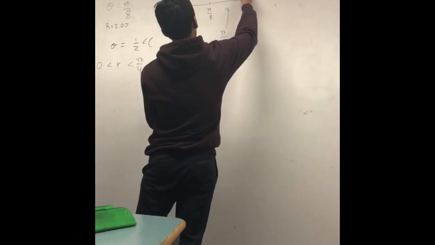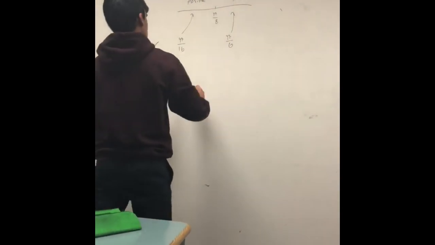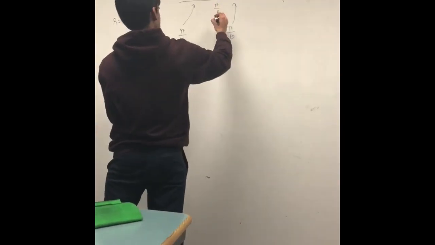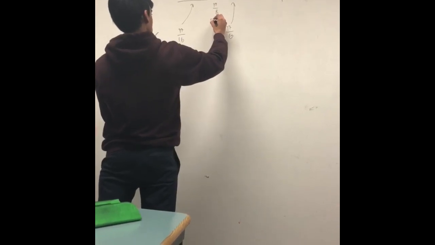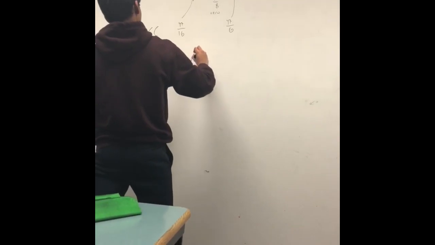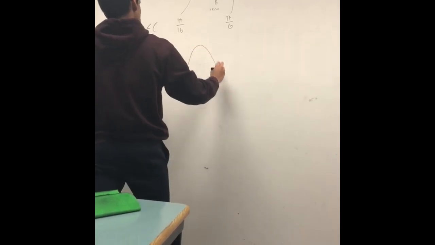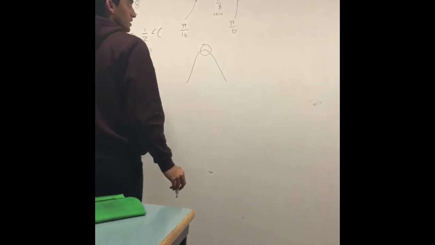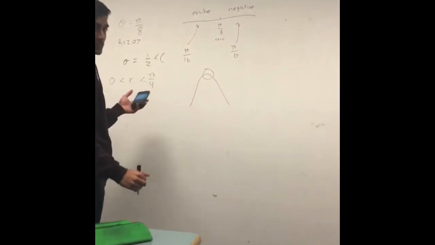So looking at the sign chart, this is a 0 right here. So we know that if a function goes up and goes flat and then goes back down, this is a maximum. So that then proves that pi over 8 is the value that gives us our maximum.